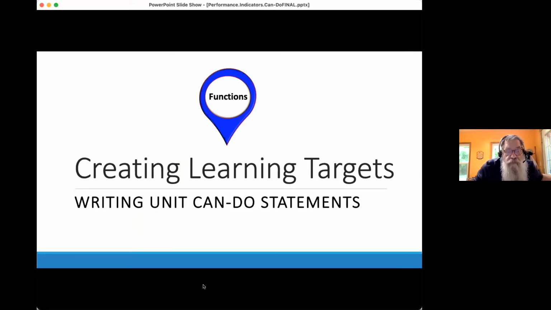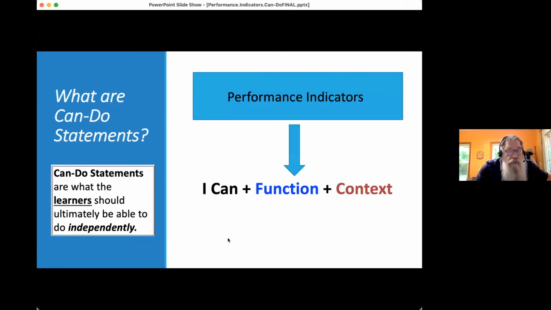So now that we're familiar with the contents of the performance indicators, let's see how we can take those elements and put them into unit and task-based learning targets that we shall call CanDo Statements. So what are CanDo Statements? CanDo Statements are what the learners should ultimately be able to do independently. So when we take all the scaffolds away, what should they be able to do?